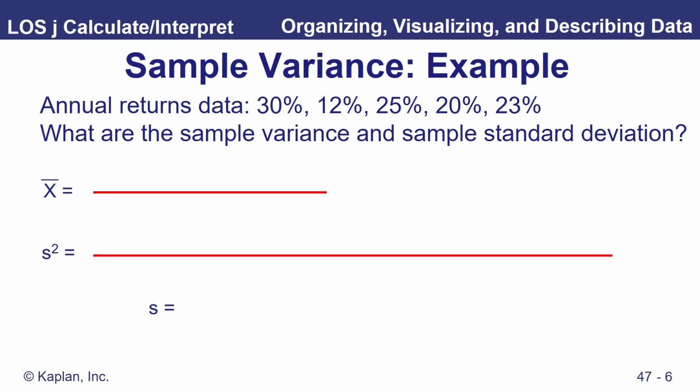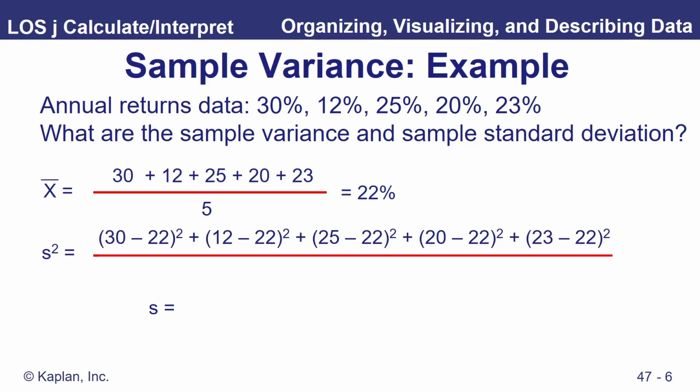So our starting point is to calculate the arithmetic mean. Notice we've got the same data sets as our MAD calculation, so we're going to end up with exactly the same arithmetic mean of 22%. What we're then going to do is look at the differences between our observations and that arithmetic mean, and square them. So 30 minus 22 gives us 8. We're then going to square that. That gives us 64. 12 minus 22 gives us minus 10.